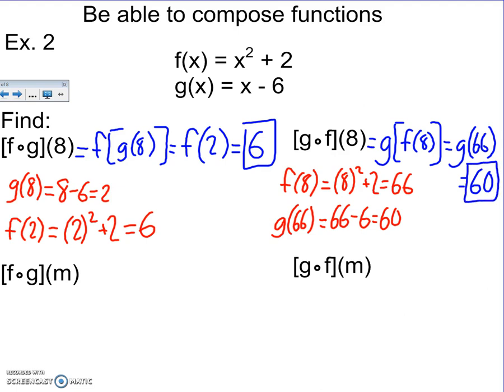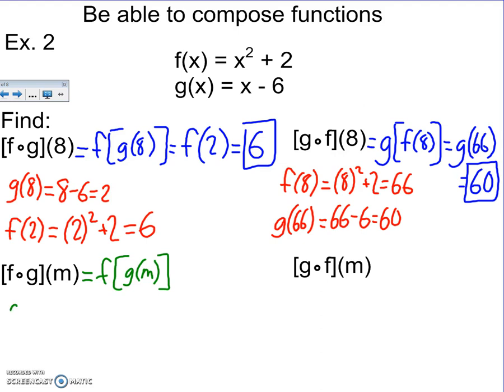Notice the answers are not the same. When you change the order, things aren't always going to be the same. There's a lot of times where they're different. So order does matter. On the bottom, you can also plug in letters. So instead of plugging in the number 8, I plug in the letter m. So down here, this is telling me to do f of g of m.